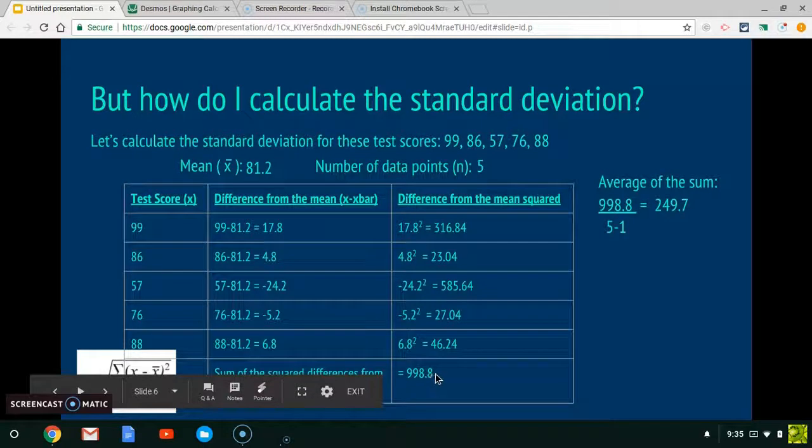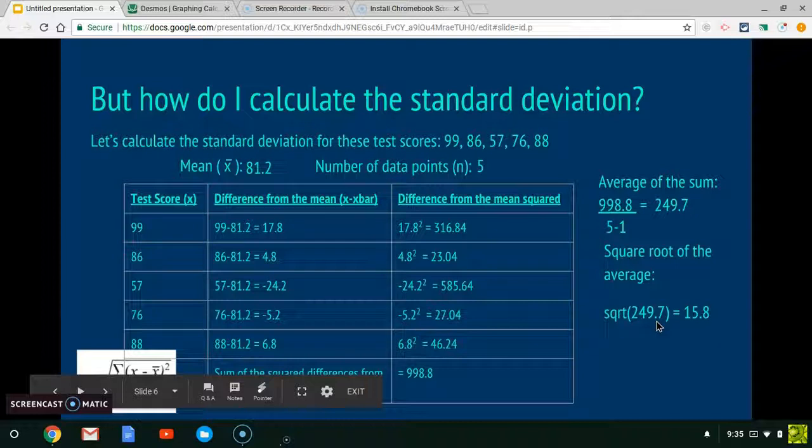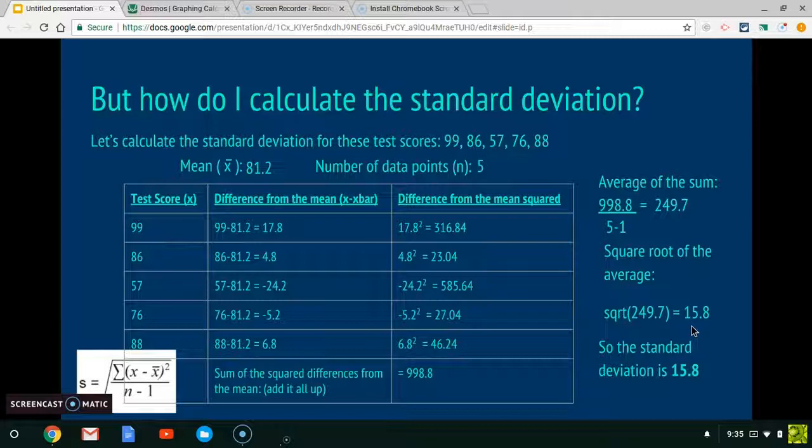So from there, I'm going to take this and divide it by how many there are minus 1. In this case, there's 5 numbers. I'm going to divide it by 5 minus 1, which is 4. So 998.8 divided by 4 is 249.7. Then my last step to find the standard deviation is to take the square root of that. So the square root of 249.7 is 15.8. So my standard deviation for this set of numbers is 15.8.